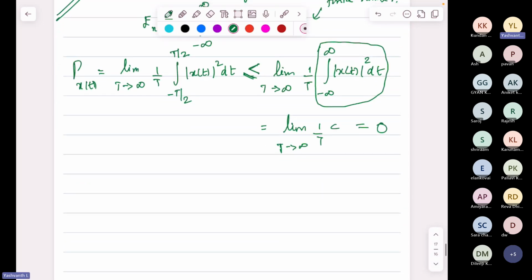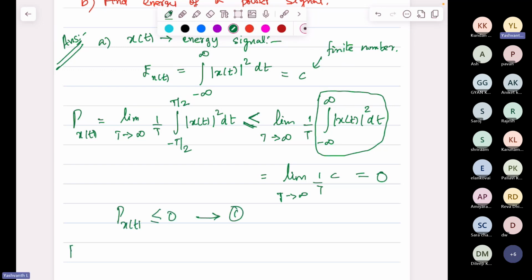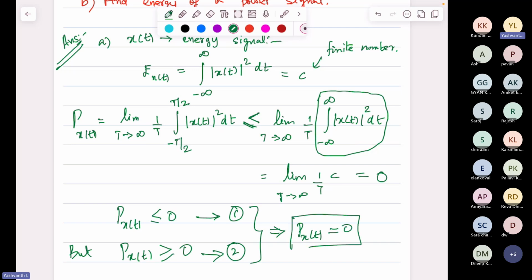Okay, what does it mean? I proved that Px of t is less than or equal to 0. That is equation 1. But power cannot be negative. Power is always a positive number. It's greater than or equal to 0. That is equation 2. So from 1 and 2, what does it mean? Px of t can only be equal to 0.